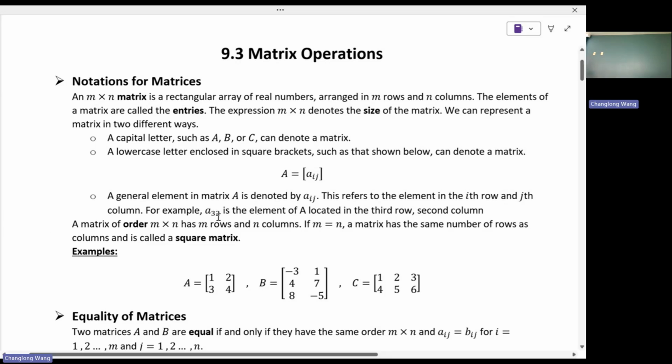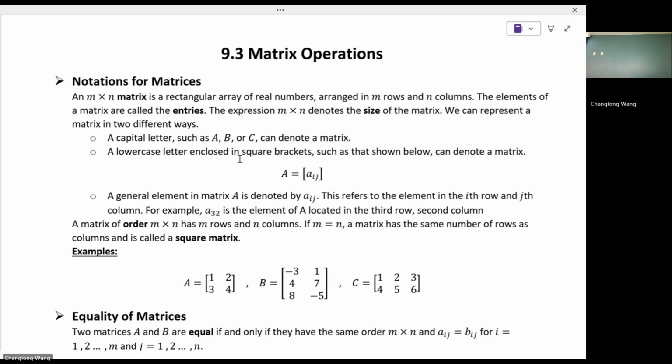So a sub 32 is the entry on the third row, in the second column. Okay, does that make sense? No? Well, why should it make sense? It's just a way of describing it, right? Well, give it a try, right?